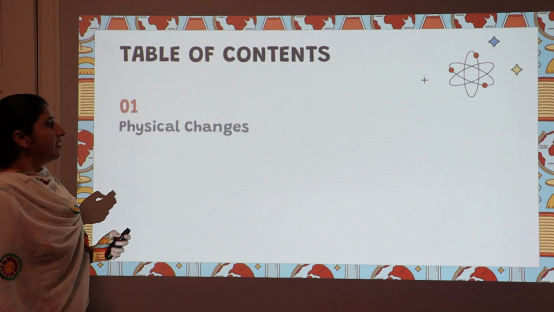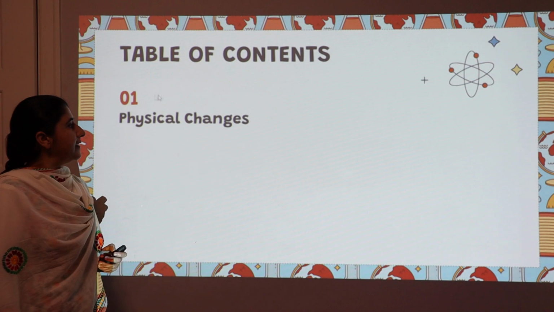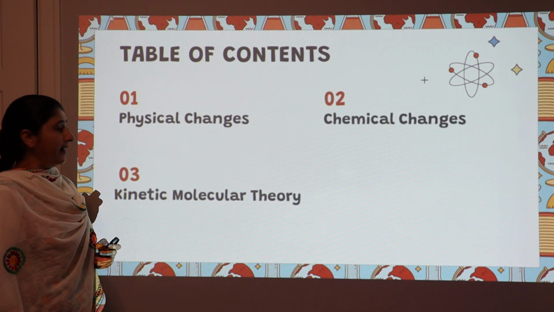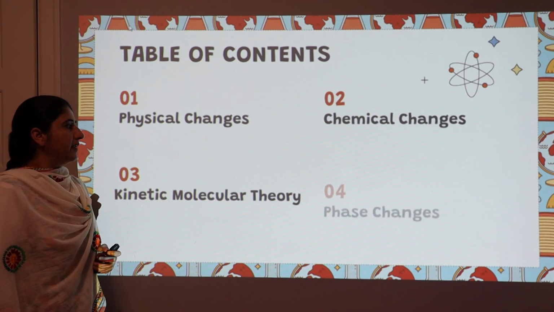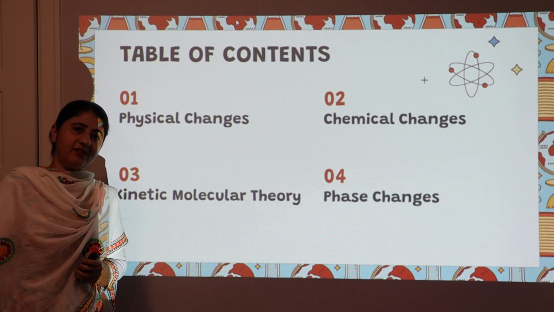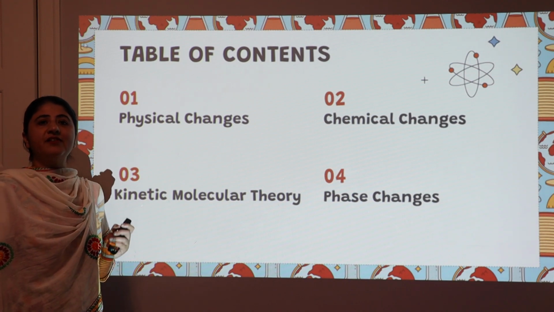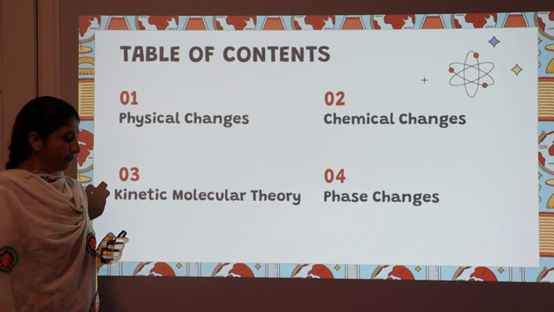Number one is physical changes. Second is chemical changes. Third is kinetic molecular theory. And the fourth one is phase changes. So first of all we will discuss what are the physical and chemical changes.